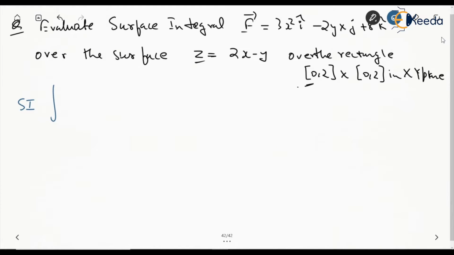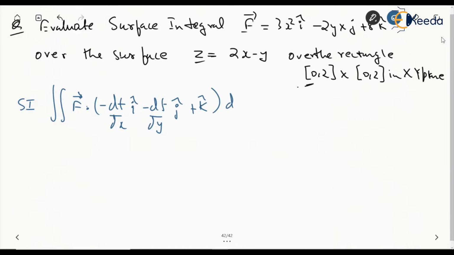The formula says, write it this way: F dot, minus df by dx as i component, minus df by dy as j component, and plus k component, dx dy. Now this integration is for the projection region, I'm writing it as R.